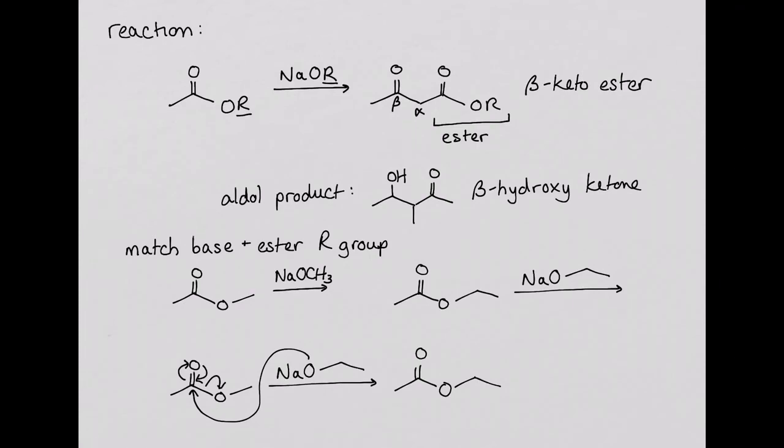This means that there are two potential esters that can react in the Claisen condensation, meaning that we will get a mixture of products. To avoid obtaining a mixture of products, we typically match the base and the R group on the ester. Next, let's look at the mechanism.